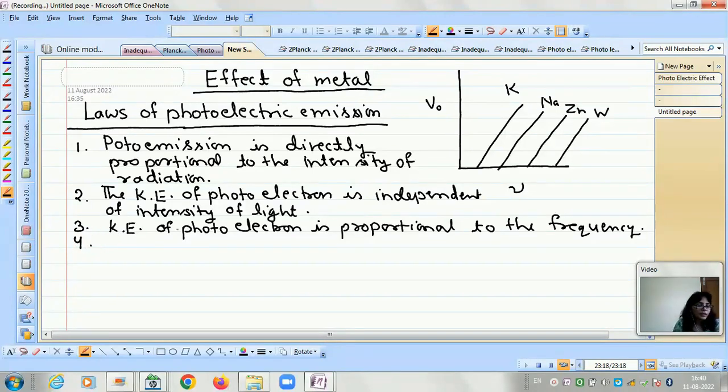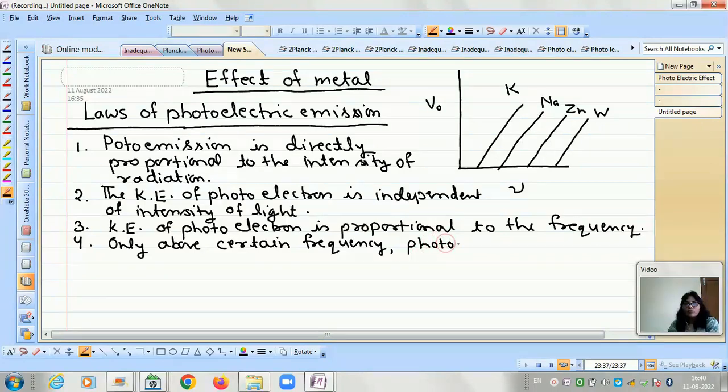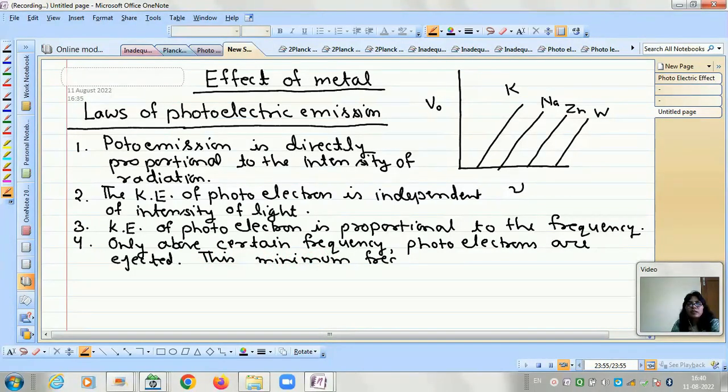And then fourth is that only above a certain frequency are photoelectrons ejected, and this minimum frequency is termed as the threshold frequency.